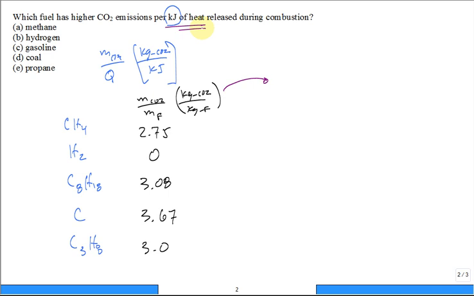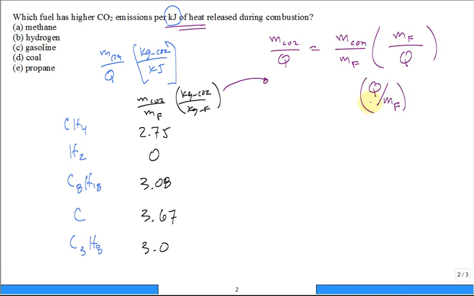Well, this is what I want, right? I want the mass of CO2 per Q. This is what I have, the mass of CO2 per the mass of fuel. What do I need to multiply by? How about the mass of fuel to get rid of that, and Q. Wouldn't that do it? So what's the ratio of Q per M of fuel? Q, how much heat release per mass of fuel?